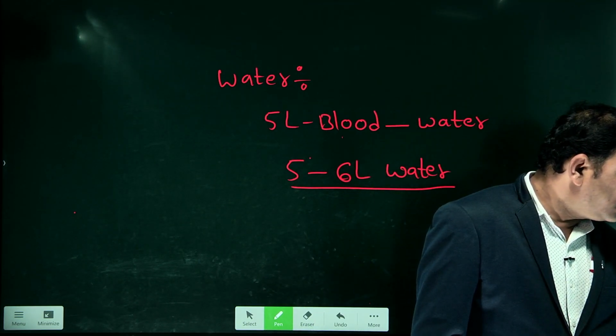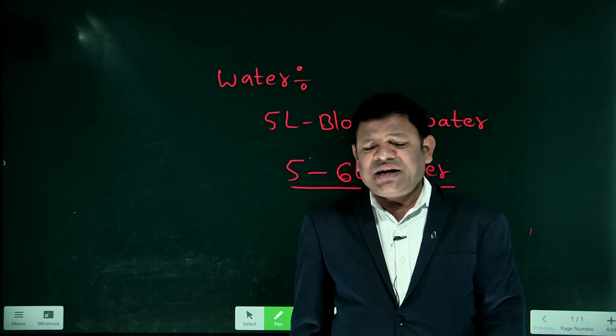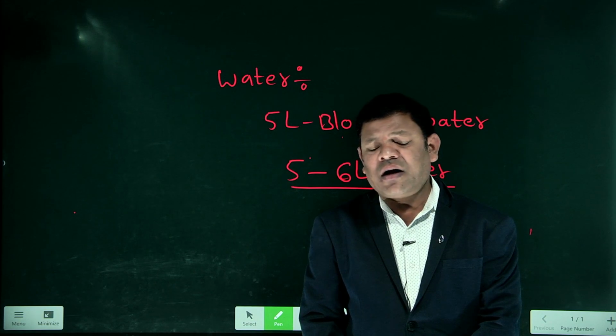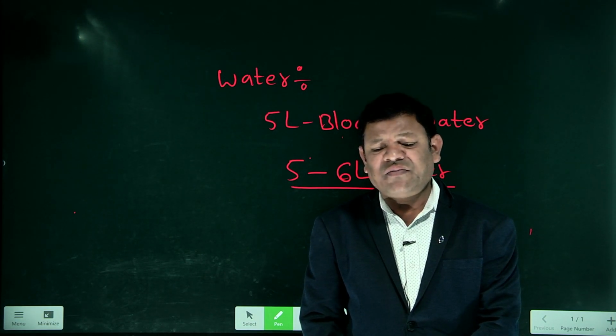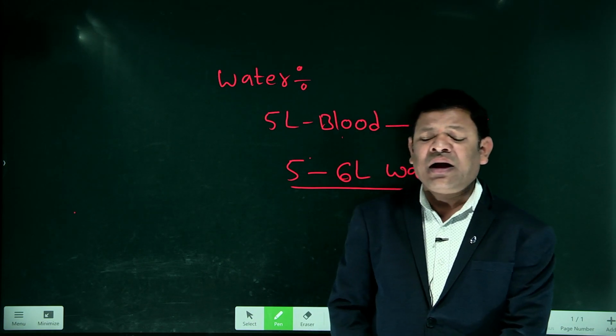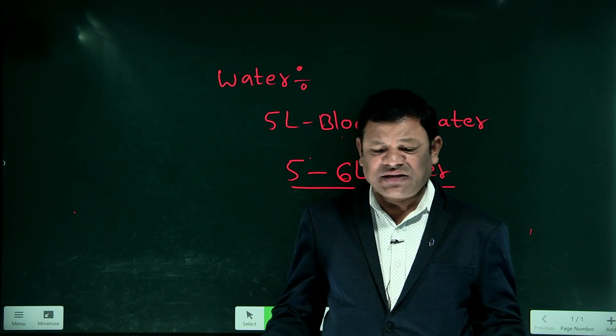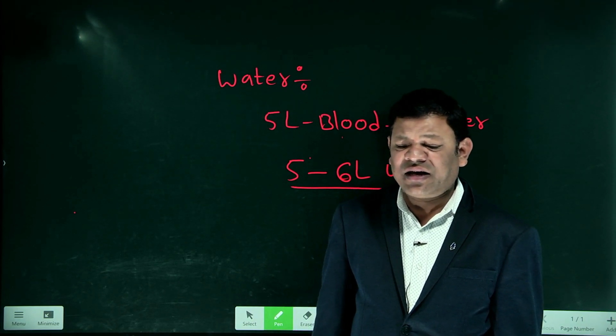So balanced diet means what? Balanced diet means you maintain equal proportions of carbohydrates, proteins, fats, roughages or dietary fibers, and water. That is called a balanced diet. That is the first lesson. Is it clear?